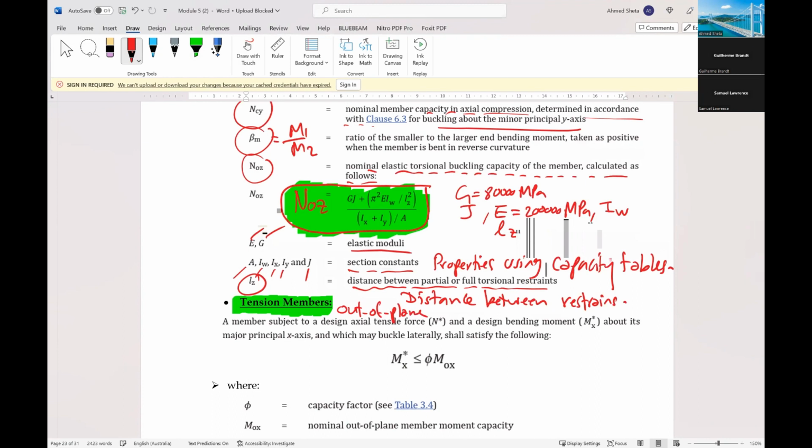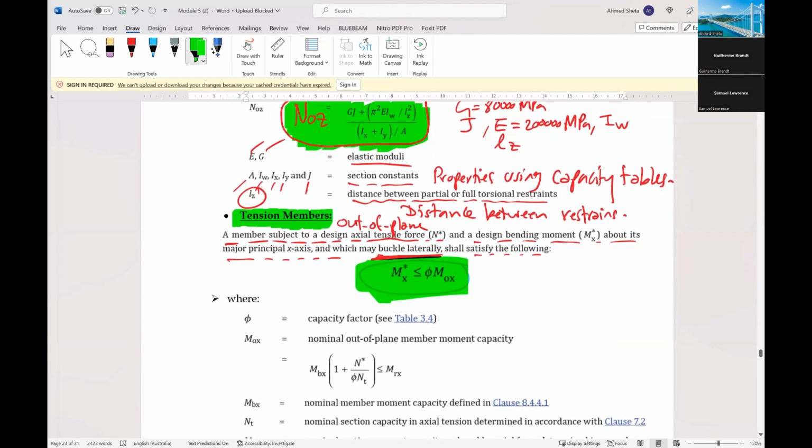So a member subject to design axial tension and design bending moment Mx about its principal axis, which may buckle laterally, shall be satisfied as follows. So here Mx should be less than or equal to phi Mox, where phi is equal to 0.9.